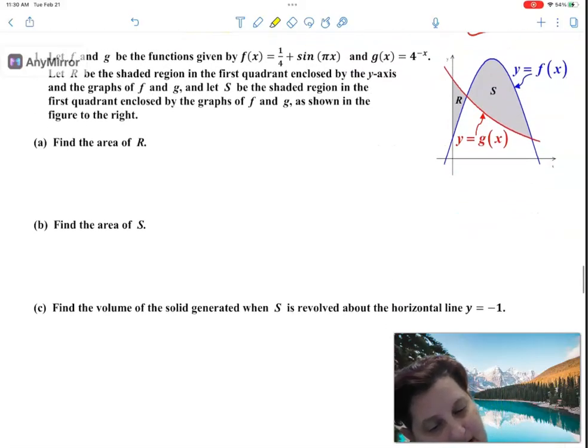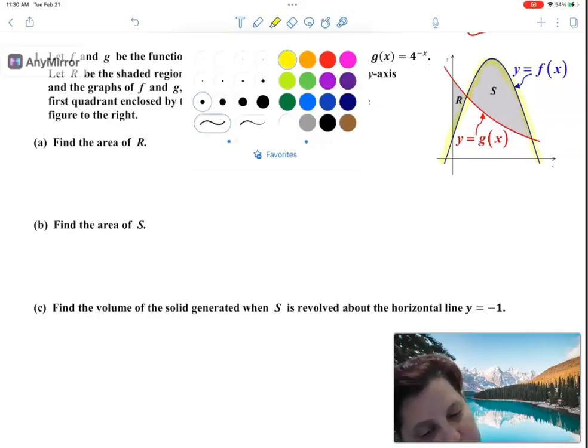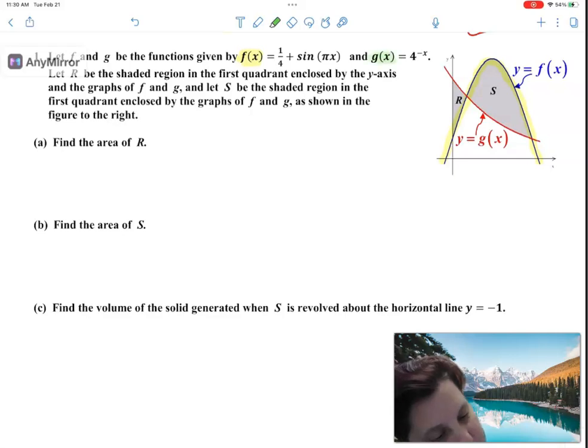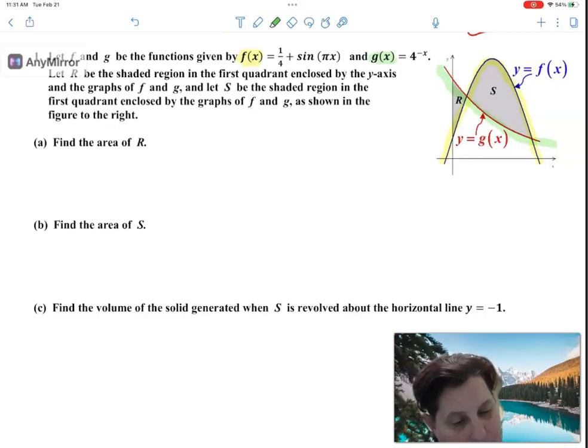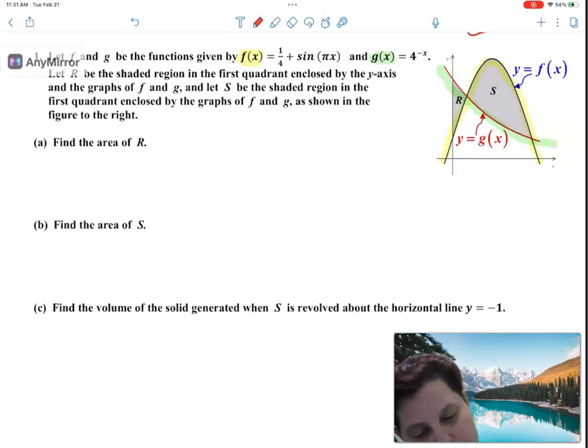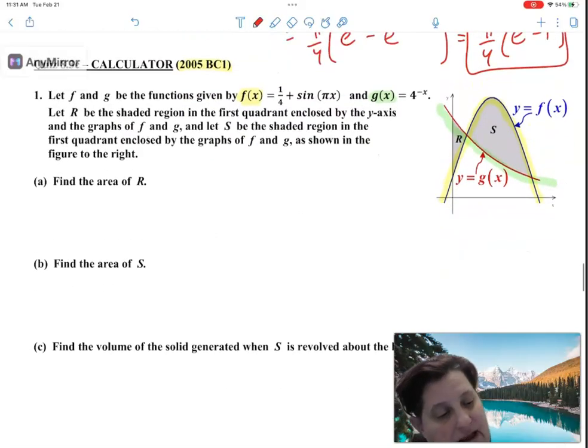All right, so I've got f of x, and f of x is this one. Okay, and I've got g of x. g of x is this one. All right, perfect. Let R be the shaded region in the first quadrant enclosed by the y-axis and the graphs of f and g as shown in the figure, blah, blah, blah. Find the area of R. Cool. This is a calculator question.